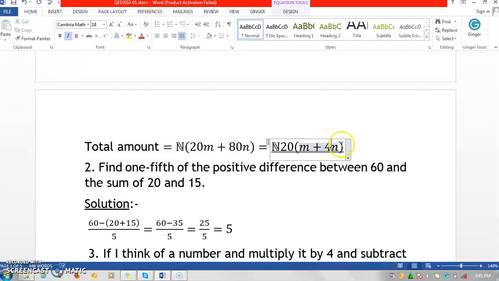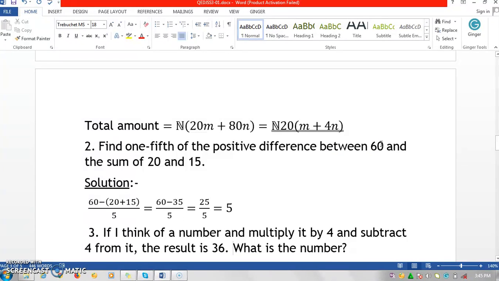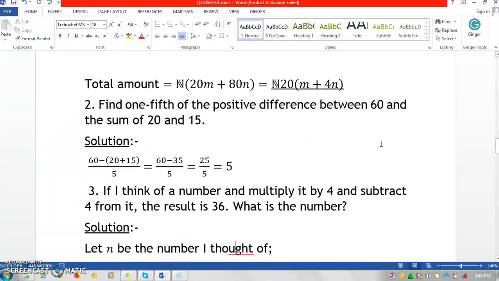This should be 4, not 40. I'm sorry for that. And the next example, we have: find 1/5 of the positive difference between 60 and the sum of 20 and 15.